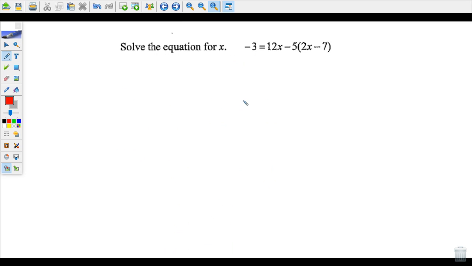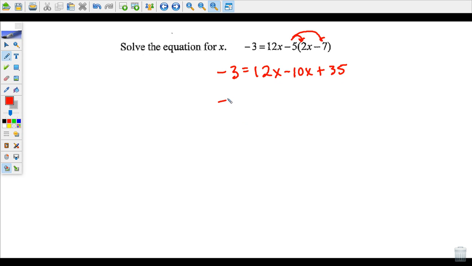Another equation to solve. This one we're just solving for x. So first thing I see is we have to do distributive property, and I have to be super careful. That's a negative 5 there. So I'm going to get negative 3 equals 12x is going to stay. Negative 5 times 2x is negative 10x. Negative 5 times negative 7 is positive 35.